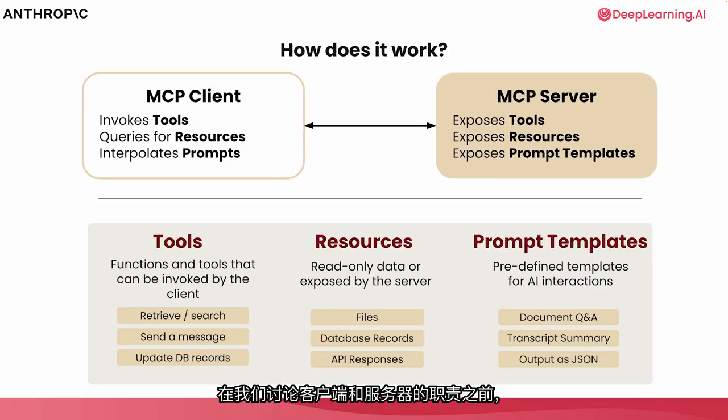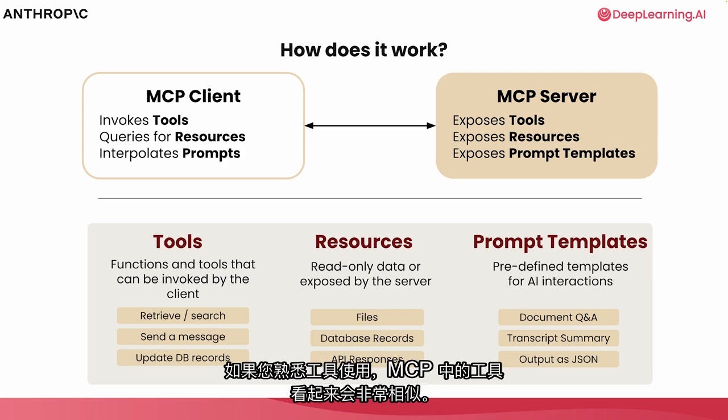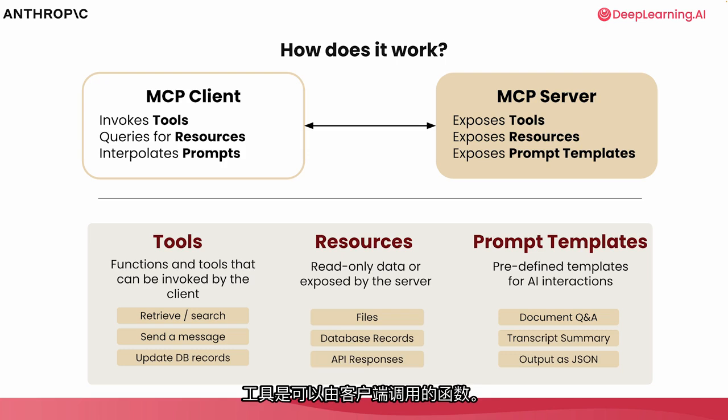Before we discuss the responsibilities of the client and the server, let's dive into some of the primitives or fundamental pieces of the protocol, starting with tools. If you're familiar with tool use, tools in MCP are going to look very similar. Tools are functions that can be invoked by the client. These tools allow for retrieving, searching, sending messages, and updating database records. Tools are usually meant for data that might require something like a post request or some kind of modification.